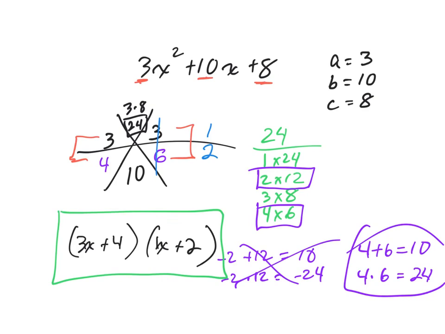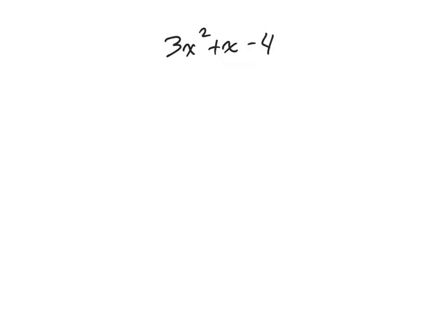All right? Let's do one more. So I got another one here. A is not 1, so definitely making sure I check for a GCF first. In this case, 3, 1, and negative 4. I don't have anything that goes into all of those, so I don't have a GCF. So I'm going to identify A, B, and C. A equals 3, B equals positive 1, and C equals negative 4.